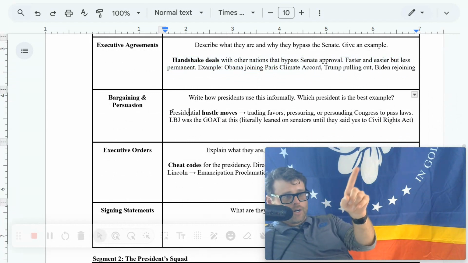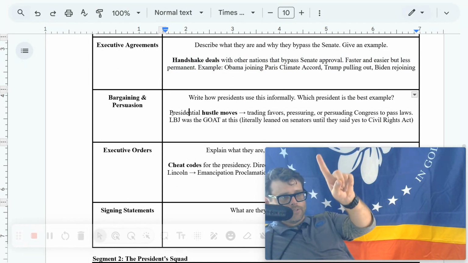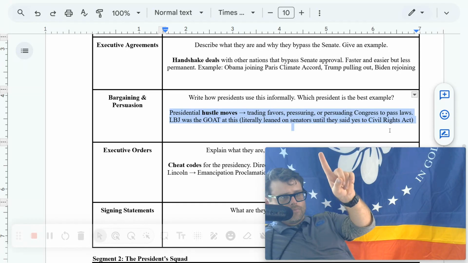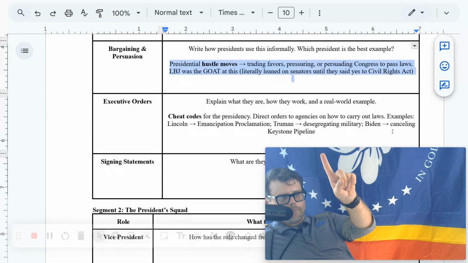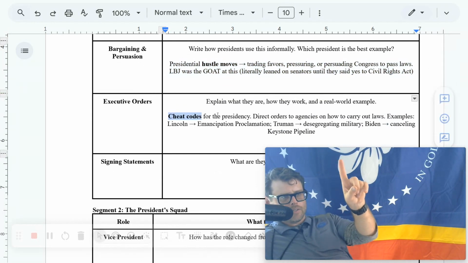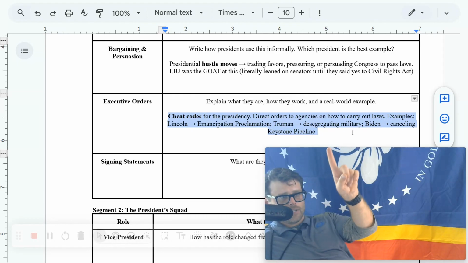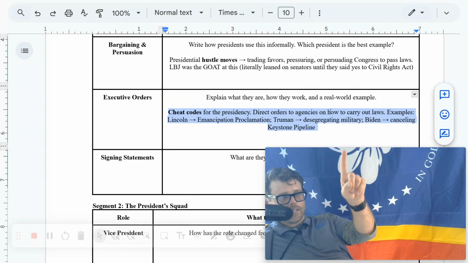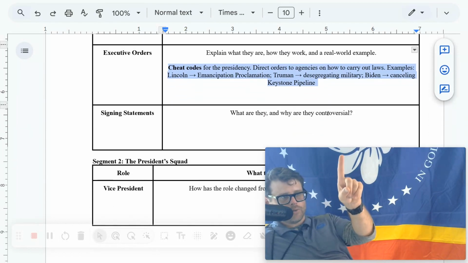And then with bargaining and persuasion, right? Oh, there it is. I would do something like this, right? And then here, executive orders, something like this, right? I mean, these are your notes, guys. Do them the way you want, but this is kind of how I would. And if you want to pause it, do so.